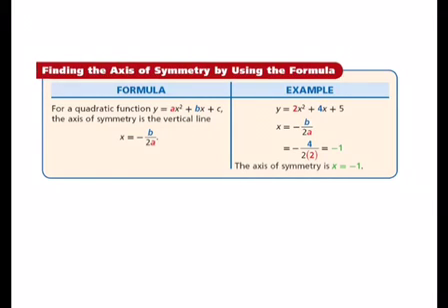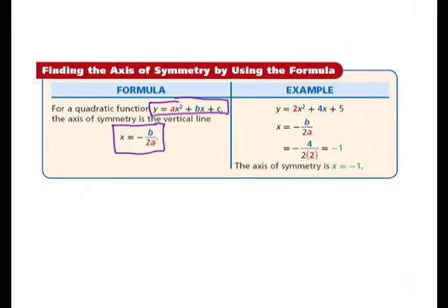Finding the axis of symmetry by using a formula. So we have a formula for the axis of symmetry. That formula is x equals -b over 2a. And this formula is used whenever you have your quadratic function in the form y equals ax squared plus bx plus c. And all you're doing is taking your values for b and a and plugging them in to find what your axis of symmetry equation would be.